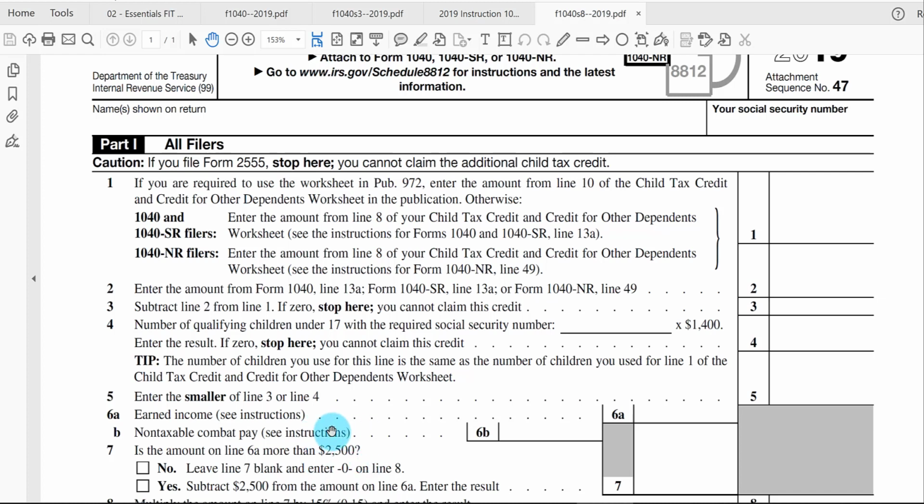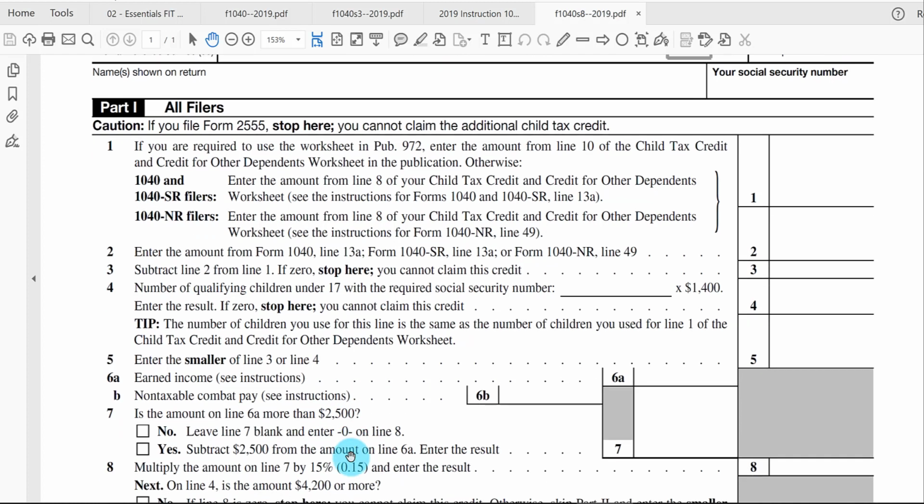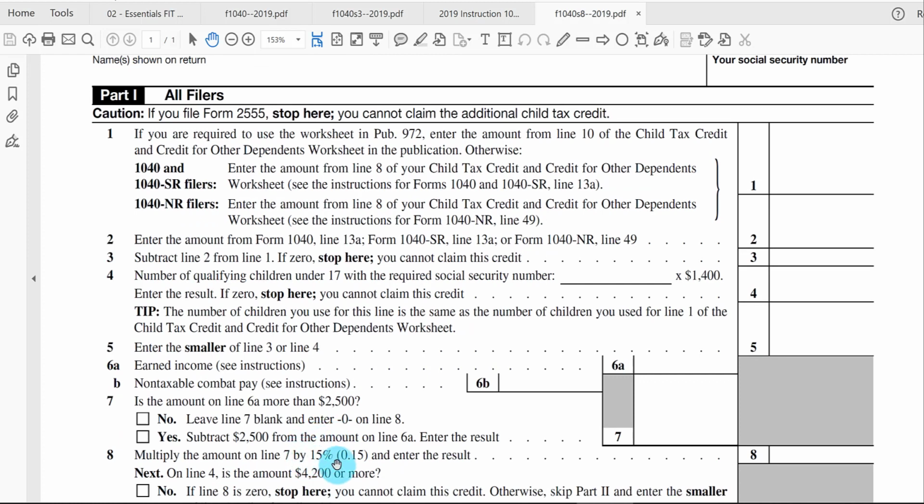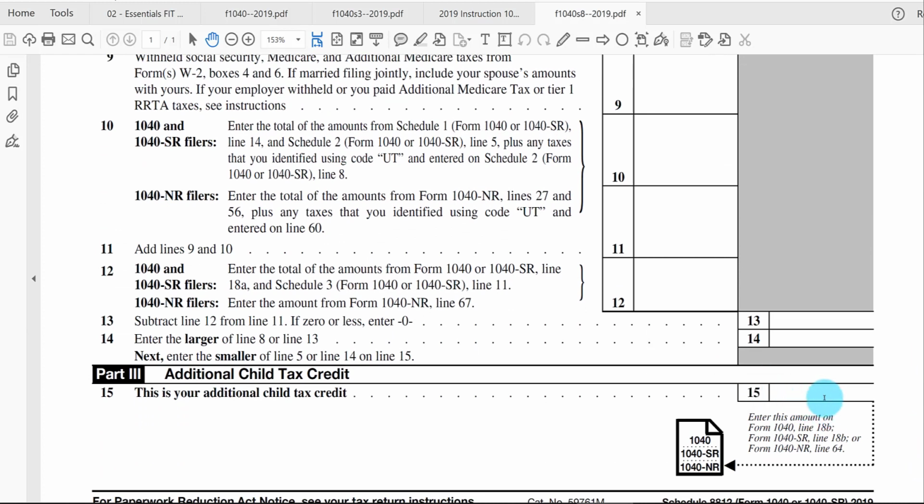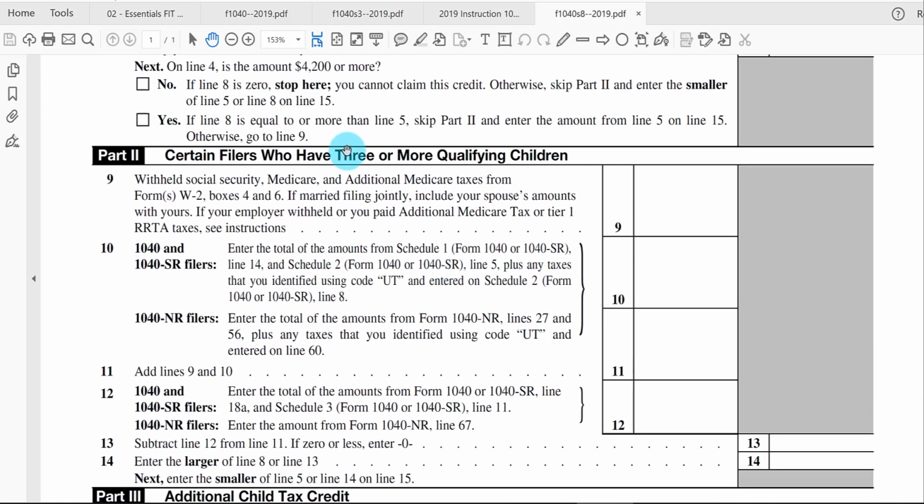So any earned income in excess of $2,500, we would multiply by 15%, and we would compare that 15% amount with any unused credit, and then that's going to be the additional child tax credit you would enter way down here. I'll show you where you put it on the 1040 form. Now, if you have 3 or more qualifying children, there's an additional calculation you have to go through, but we'll skip that. So let's take a look back at the 1040 form.